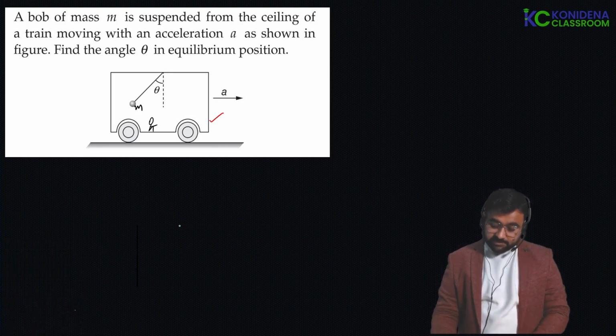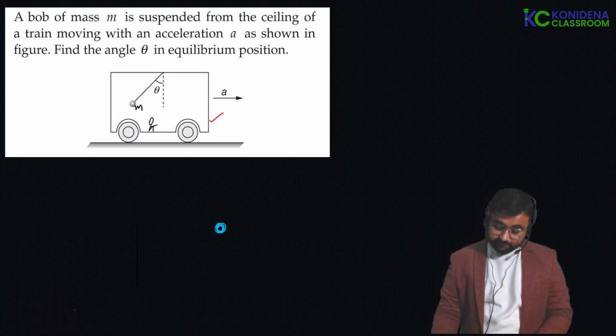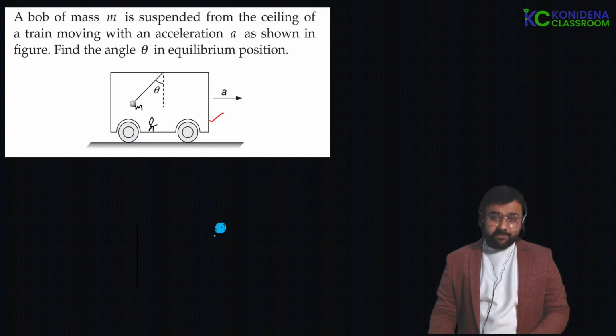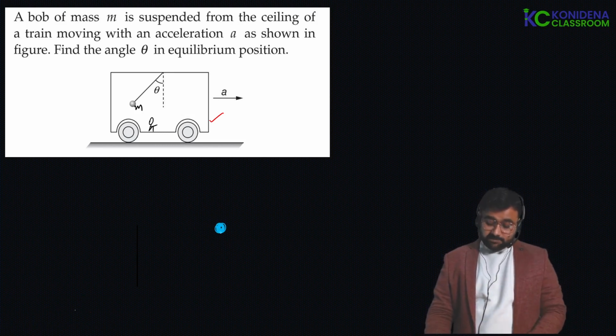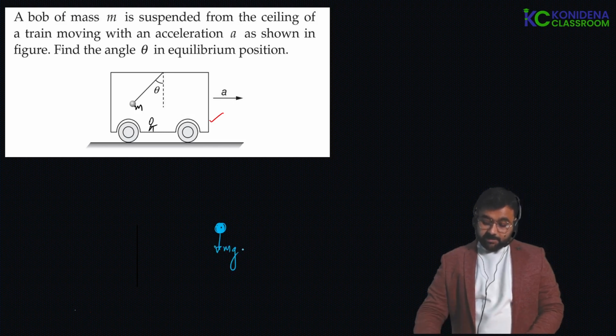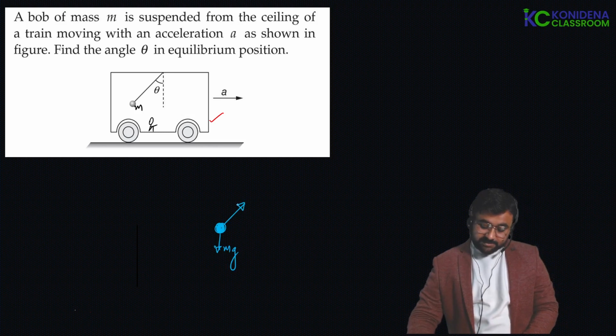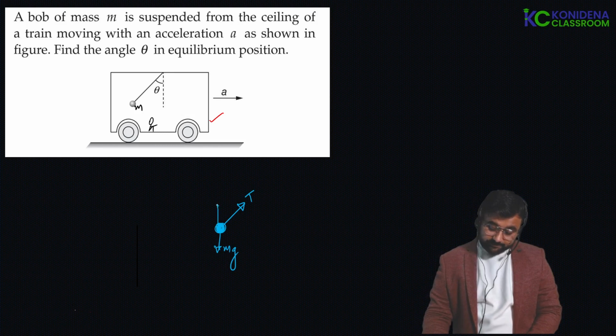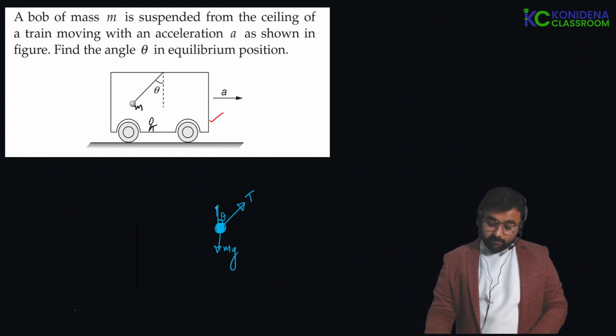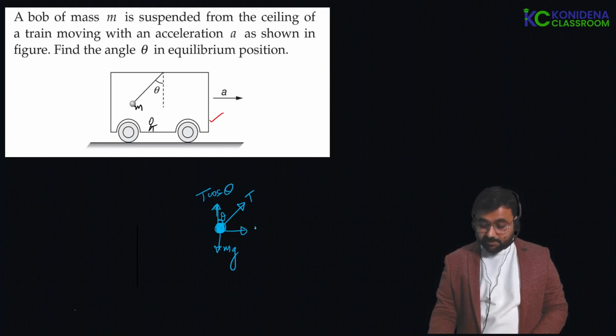So consider this bob having mass m, right? The very first force that the observer will tell you is the weight of this acting downward, that is mg, right? Now we have tension here, and tension is making an angle theta, so this angle is going to be theta, right? Now if you talk about this component of tension, it is going to be T cosine theta, and this component will be T sine theta, right?